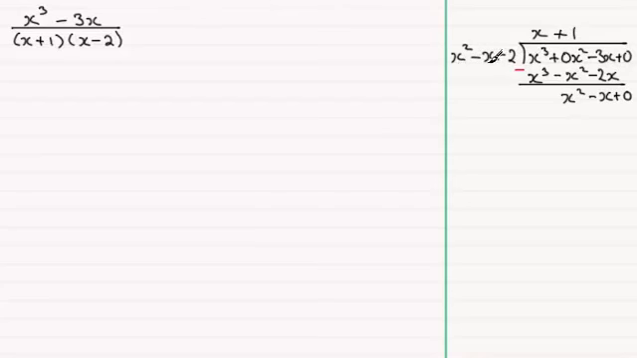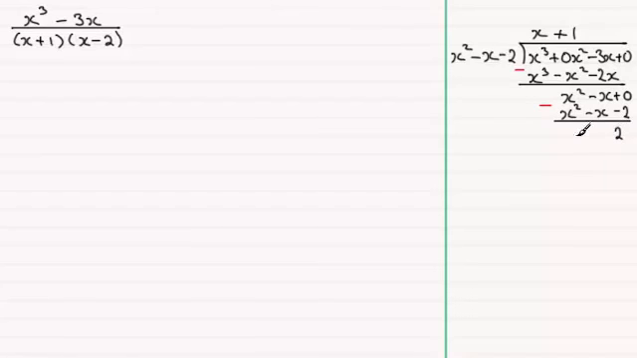And we do 1 times x squared minus x minus 2. And that's going to give us x squared minus x minus 2. So when we subtract these two from one another to get the remainder, we end up with just 0 minus minus 2, which is 2.